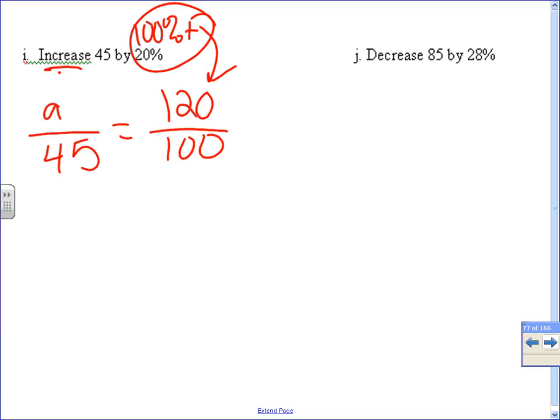That's the long way of doing it. That's what the book does. You can do it that way. If you're going to do it that way, I prefer that you do 45 times 1.2.